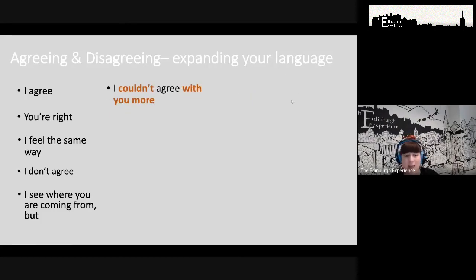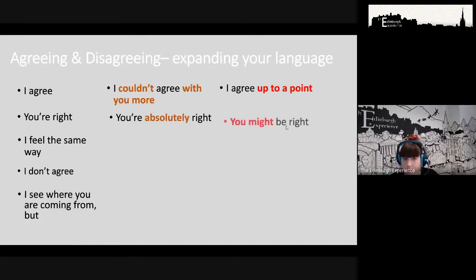Okay. And I agree up to a point. Okay. The ones that we saw before, right, was I totally agree was another way that we could modify that to make it a little bit more interesting. You're right. You're absolutely right. Or you might be right. Yeah. I wouldn't say completely right because it's not a collocation. Yeah, I would say you're absolutely right about that.